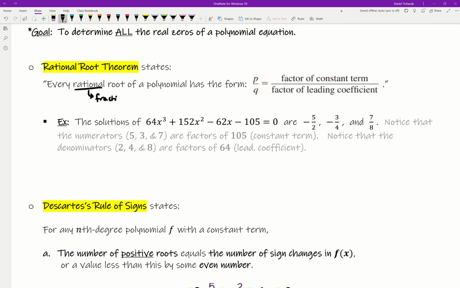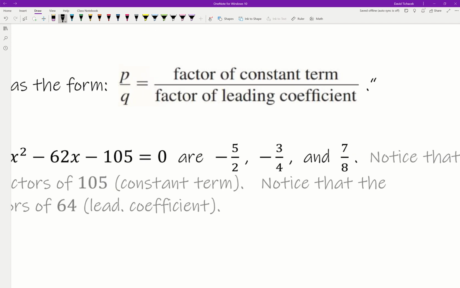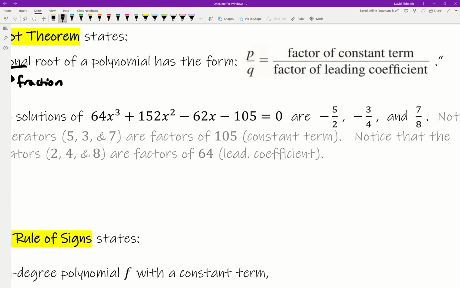So all of the roots that you could write as a fraction have the form which is given here, right? So this fraction of p over q, in all cases, those fractions are going to look like fractions that are made with a factor of your constant term on top over a factor of your leading coefficient on bottom, okay? So just to explain what that means.